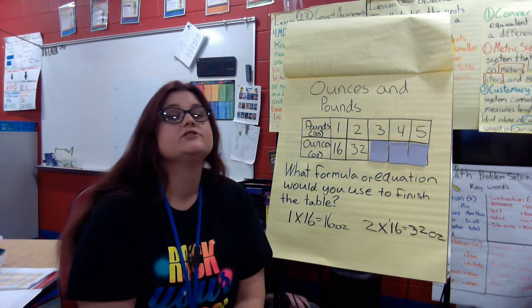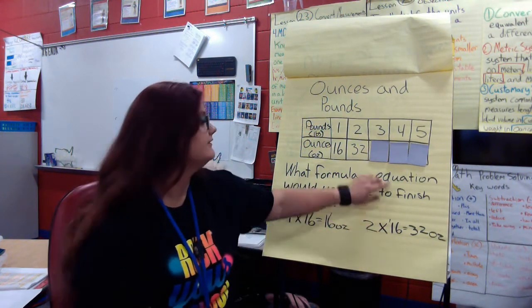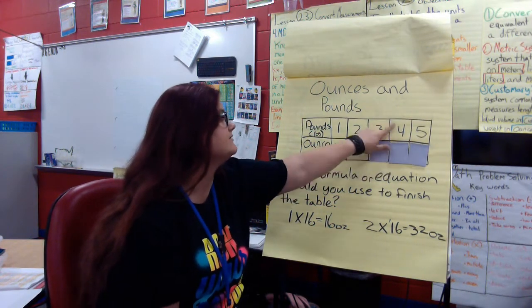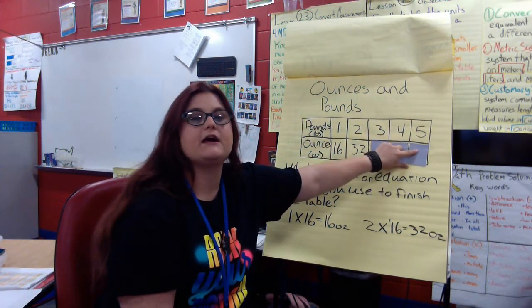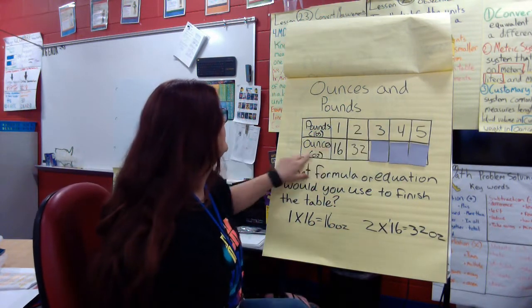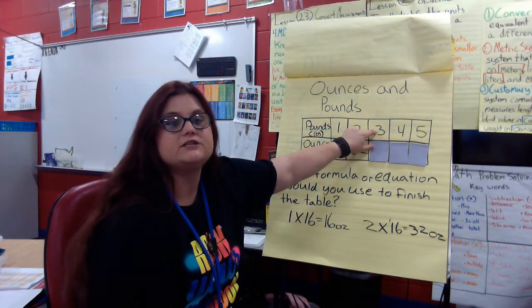Okay, so you should have paused the video and you should have used that same equation to figure out how many ounces are in 3 pounds, how many ounces are in 4 pounds, and how many ounces are in 5 pounds. Let's look. So if we were wanting to find out 3 pounds, so I have 3 pounds of cheese. Well, how many ounces of cheese do I have?